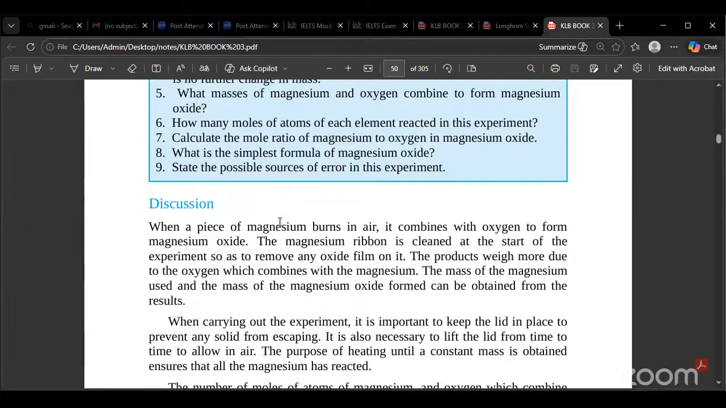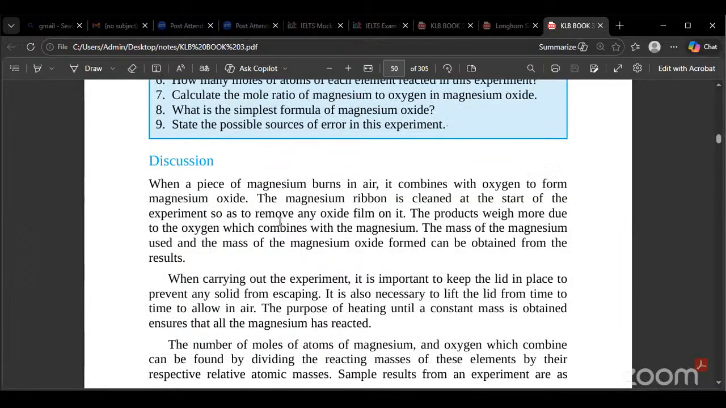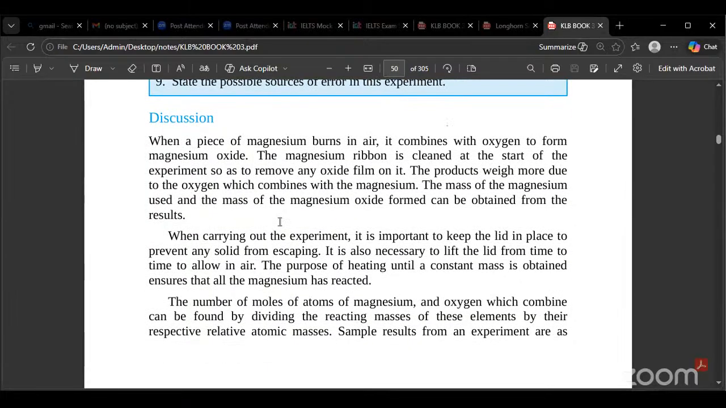When carrying out the experiment, it is important to keep the lid in place to prevent the solid from escaping. I said that, of course, when you're doing the experiment, you must close the lid because the reaction is very explosive. So you will get magnesium jumping around. So also it is necessary to lift the lid from time to time to allow air in. We heat until it is done because we want to ensure that all magnesium has been used up. And then now we can calculate.